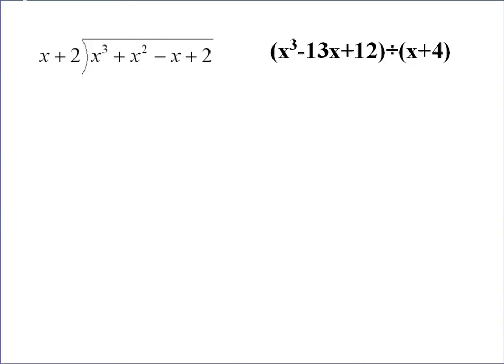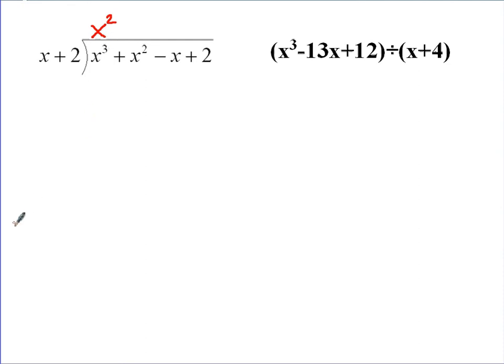Okay, so we're going to take x cubed plus x squared minus x plus 2 and divide it by x plus 2. Okay, here's what I want to do. I want to say x goes into x cubed, and no, I'm not worried about the plus 2. That's going to work itself out. I'm just worried about this x. X goes into x cubed how many times? Or another way to think of it is what would I have to multiply this x by to get x cubed? And I would need to multiply by x squared.